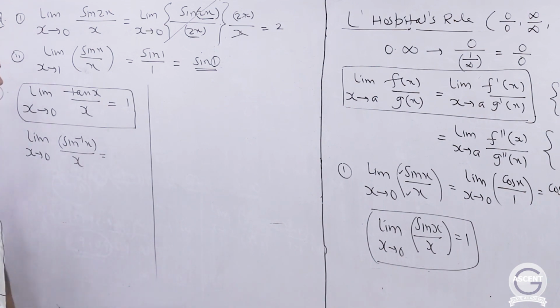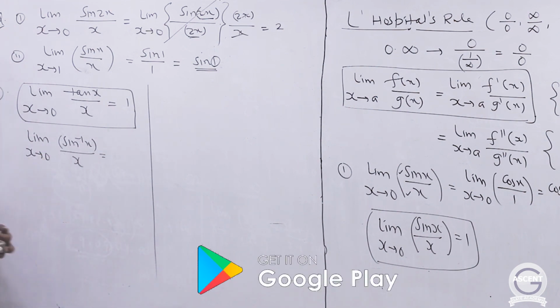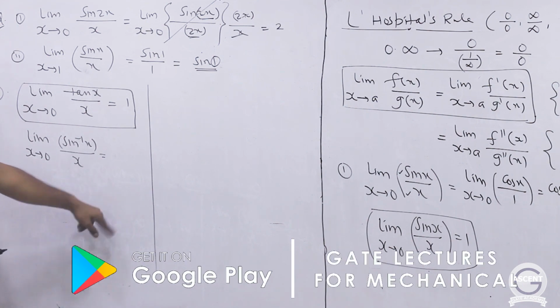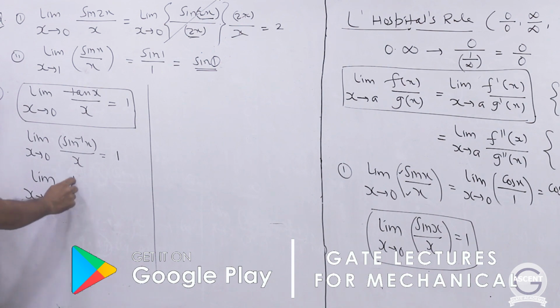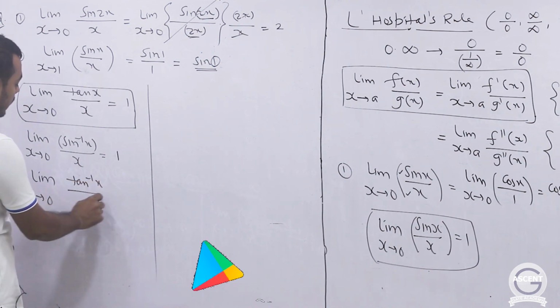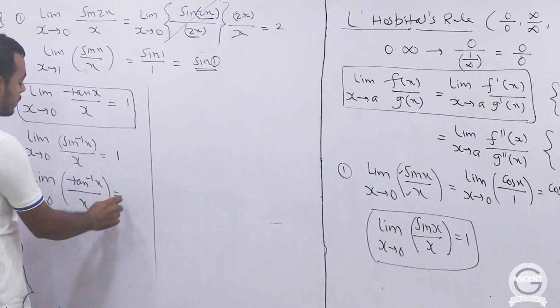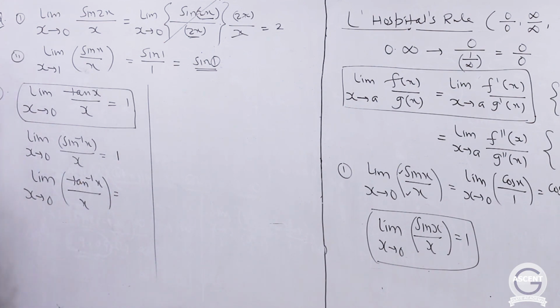Now using that same formula, derivative of sine inverse x will be 1 by root over 1 minus x square. Derivative of x will be 1. If you place x equals to 0, you will get 1 here. The fourth one is limit x tending to 0 tan inverse x by x. Tan inverse 0 is 0, so 0 by 0 indeterminate form. Apply L'Hopital's rule: derivative of tan inverse x is 1 by 1 plus x square, derivative of x is 1. If you place x equals to 0, you will get 1. So this is our fourth result.